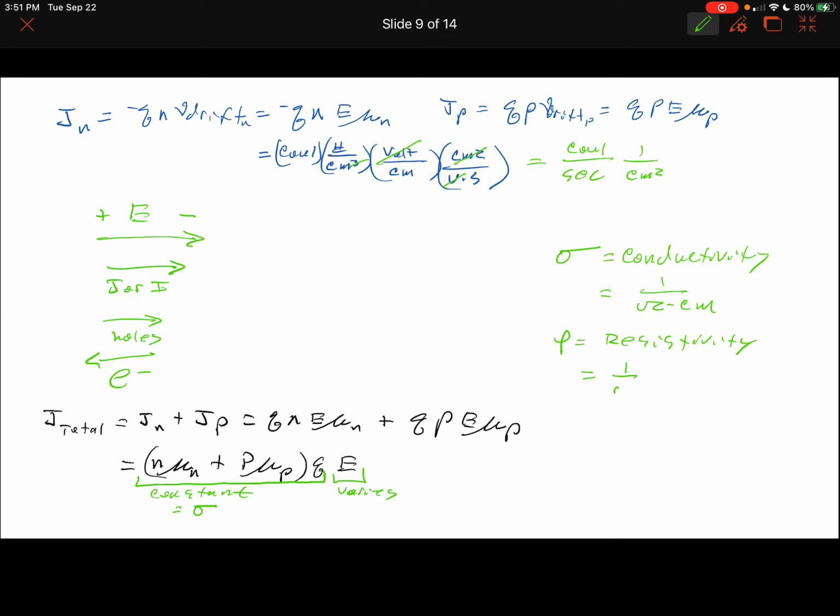Which is 1 over conductivity, and that equals units of ohm centimeter. I still can't tell you what an ohm centimeter is, but it's just the units that we use, and we can certainly make comparisons of what ohm centimeters would mean for different materials.